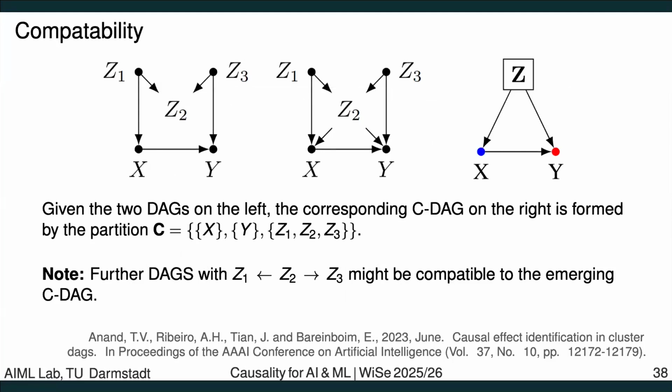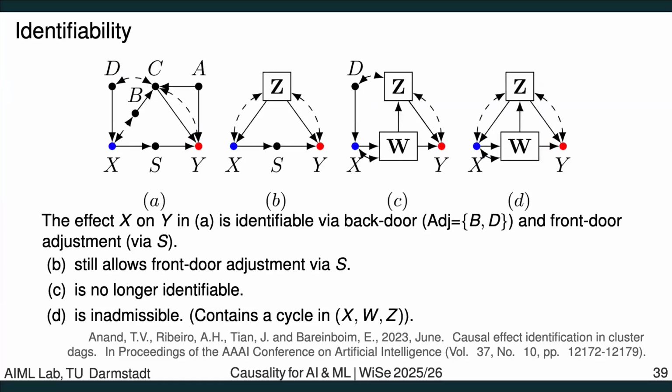So this is really the other way around. We can take the two models on the left and merge them into the model on the right. But the other way around, there might also be the possibility that the variable set2 is a confounder, so it might also be compatible with this cluster DAG or this group. And then another example from this paper.